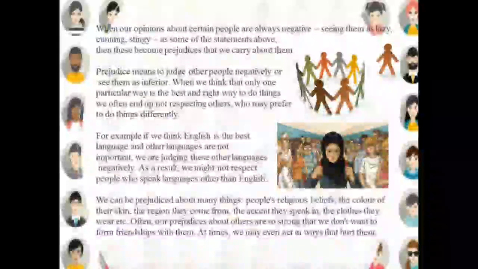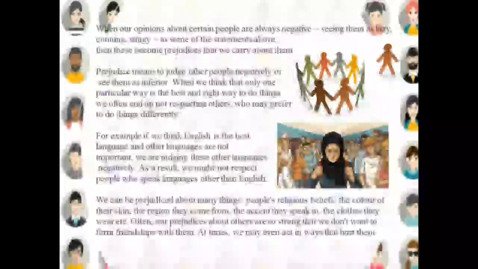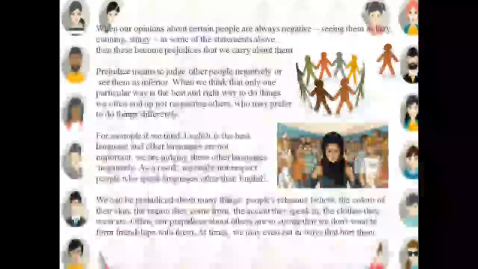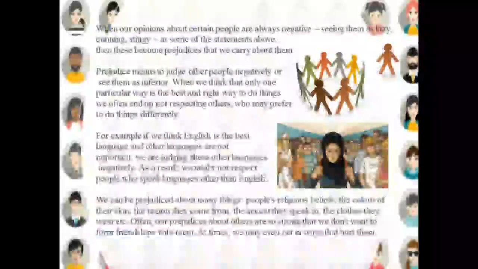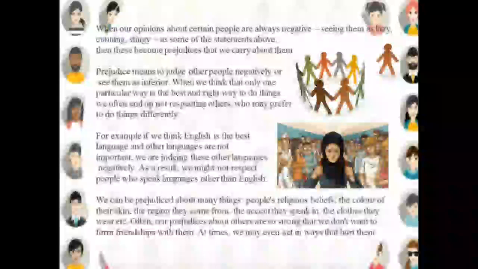When we think that one particular way is the best or the right way to do things, we often end up not respecting others who may prefer to do things differently. For example, if we think English is the best language, the other languages are not important. We are judging these other languages negatively. As a result, we might not respect people who speak languages other than English. We can be prejudiced about many other things.